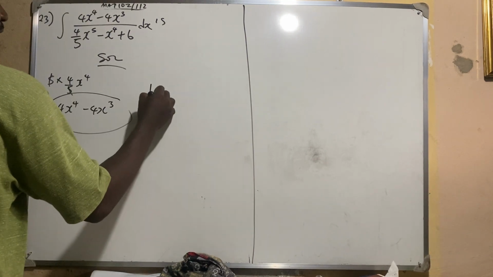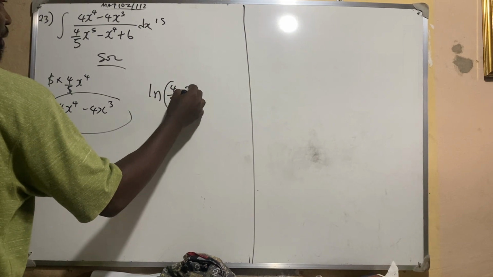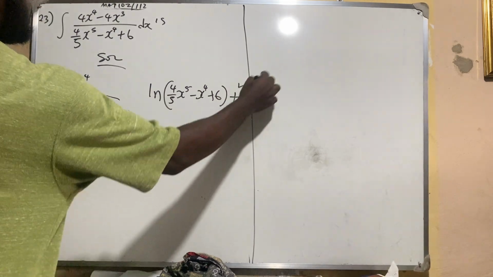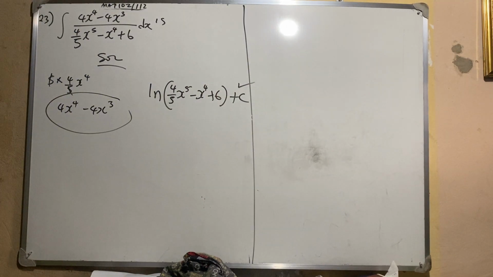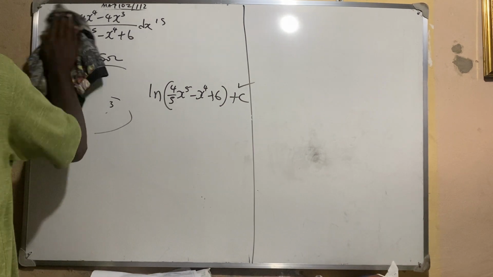So my answer here is simply ln of the denominator: ln of 4 over 5 x raised to power 5 minus x raised to power 4 plus 6, then plus a constant. So this is my answer. Check your own options. Don't start listing the options. So check your own. Very, very simple. Let's move to question number 24.